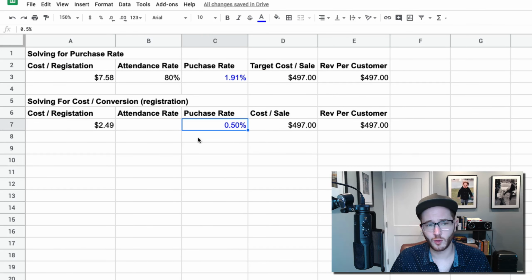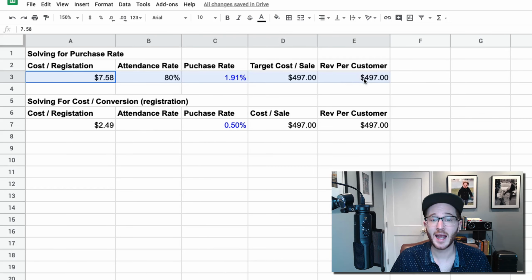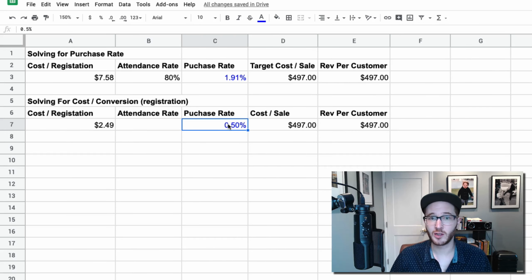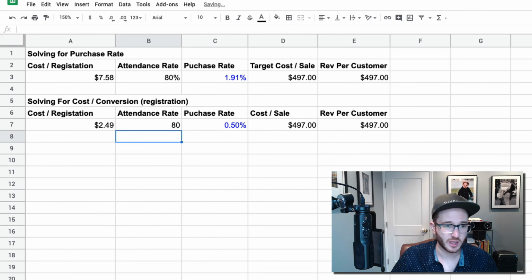One second, we haven't included attendance rate yet. So I know that today at $7.58, I would need a 1.91% purchase rate, which is already getting more reasonable, but still that's 4 times what my conversion rate was yesterday. You also have to deal with reality. The reality of the case is that my conversion rate so far is 0.5%. So if that doesn't improve, and let's say my attendance rate is also 80%, what would my cost per registration have to be?